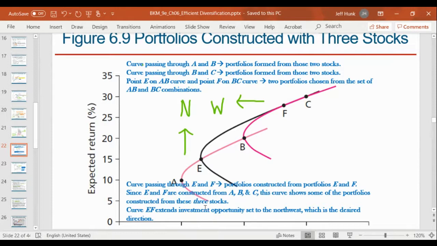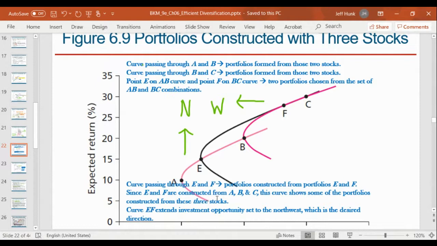I mean, if E is on this frontier of A and B, it's like part of the AB portfolio, right? So it's a portfolio consisting of three stocks, and then F is on the frontier of B and C. So it is one of the assets, the BC portfolio, right? And if you construct a portfolio of two stocks, E and F, this portfolio is basically more north and more towards the west, right?